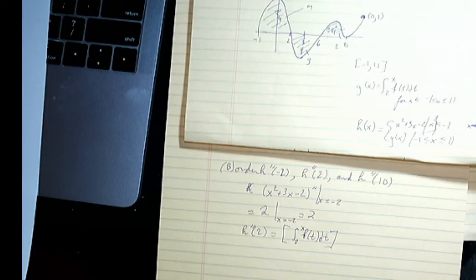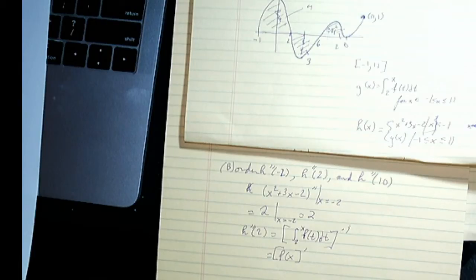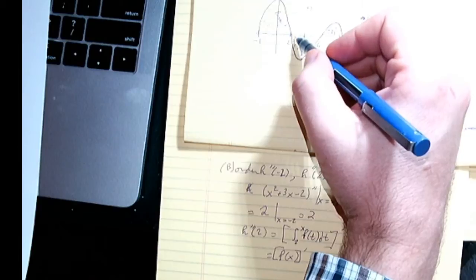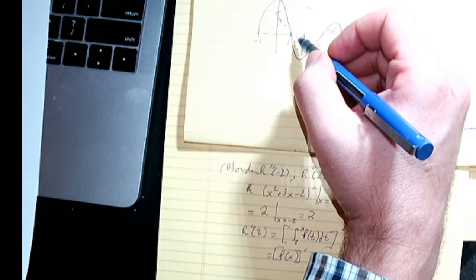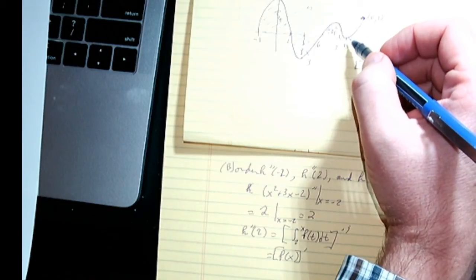And then for that, we can use the Fundamental Theorem of Calculus. So first, this is just f of x by the Fundamental Theorem of Calculus, and then we're taking its derivative. So now we have to ask, what's the first derivative of f of x at 2, and what's the first derivative of f of x at 10? Well, at 2, you can see the graph is sloped down, so it must be negative. At 10, you can see the graph is at a minimum. It's at a local minimum. And so the derivative must be 0.